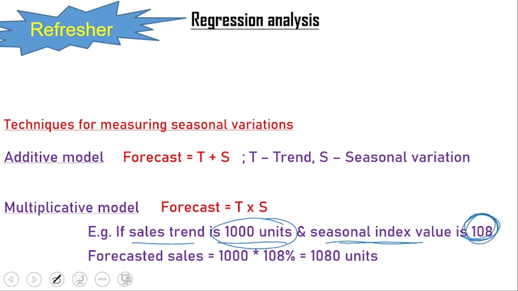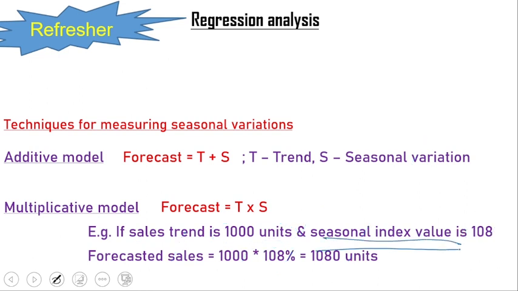Then how do you find out the forecasted sales? It will be 1000 multiplied by 108%. So your forecasted sales in summer will be 1080 units. Now you might wonder how the seasonal index will be shown in winter for your ice cream sales. So it will be a number less than 100.